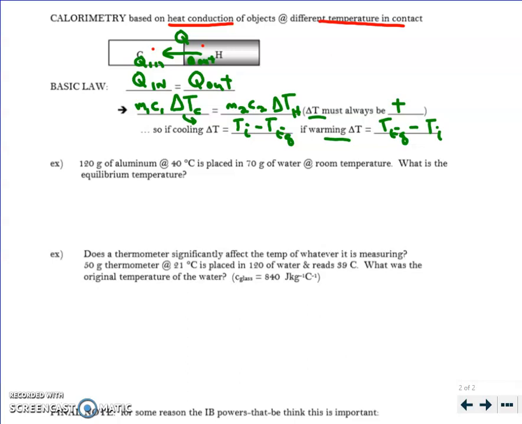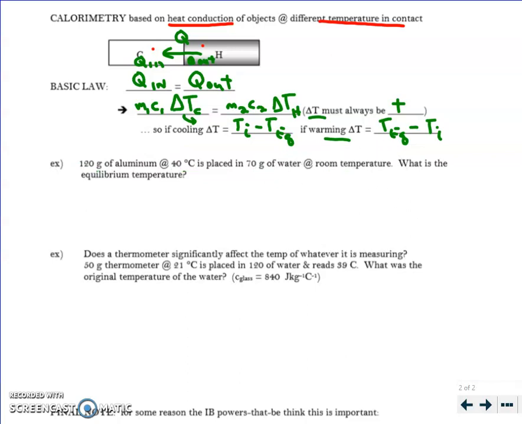So let's say I take 120 grams of aluminum at a warm temperature. I place it in 70 grams of water at room temperature, and room temperature is 20 degrees Celsius. What is the equilibrium temperature? So I'm just going to set this up, and then I'll allow you to solve it. And it's not difficult to set up. It's just a bit of a pain.